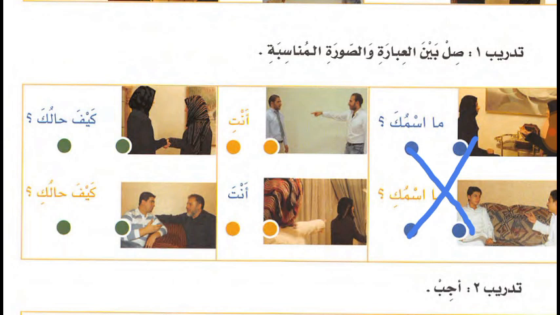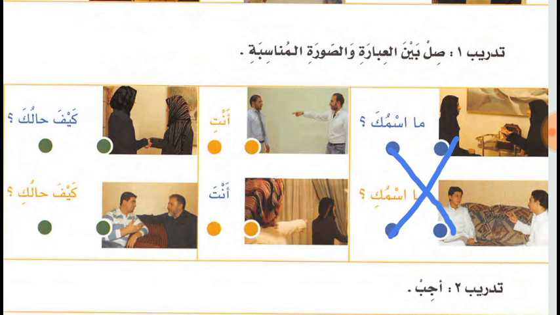It is a little difficult for you at the moment, so you can ignore it. Tadrib al-awwal, first exercise. Sil means connect or join. Bayna means between, al-ibara means phrases, wa means and, as-sura means picture, al-munasiba means appropriate. So he's basically saying to join the phrase with the appropriate picture.